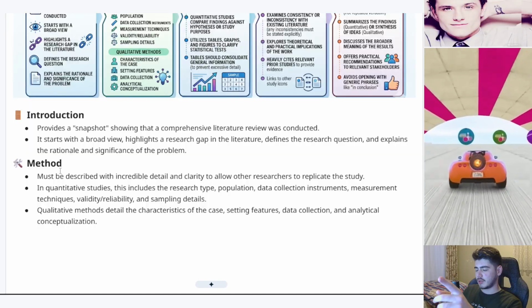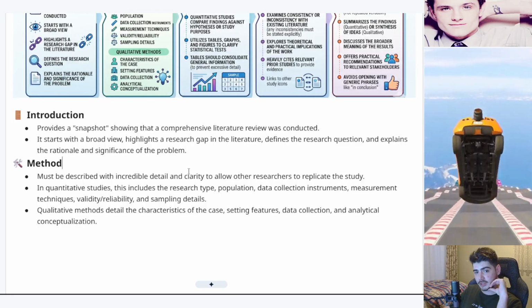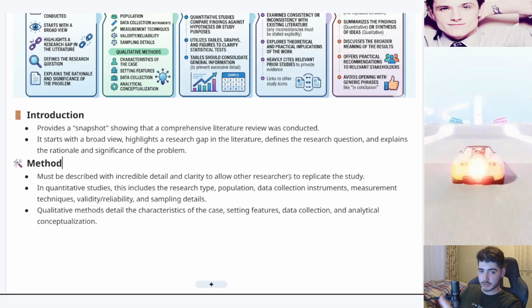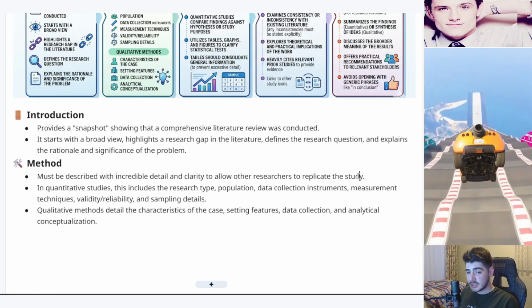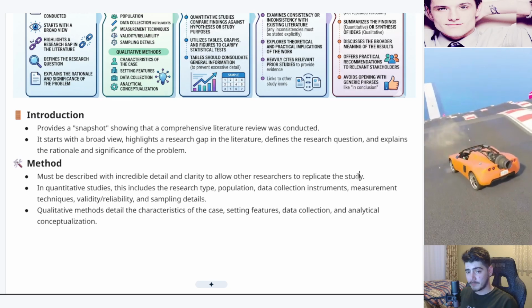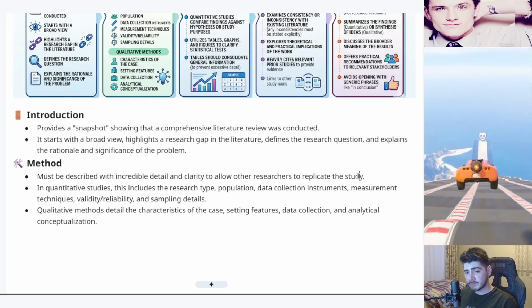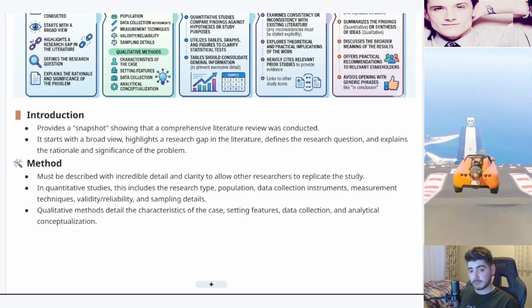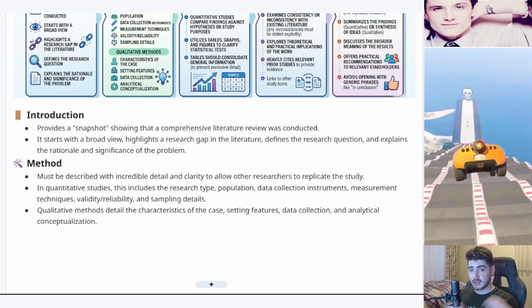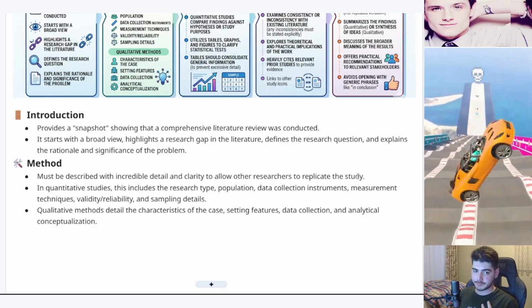Secondly, the method. It must be described with incredible detail and clarity to allow other researchers to replicate the study. Now, replicability is the most important metric here. If you are thorough with your explanation of the method, then your paper is more likely to be accepted by the public, because then people will be able to validate it.